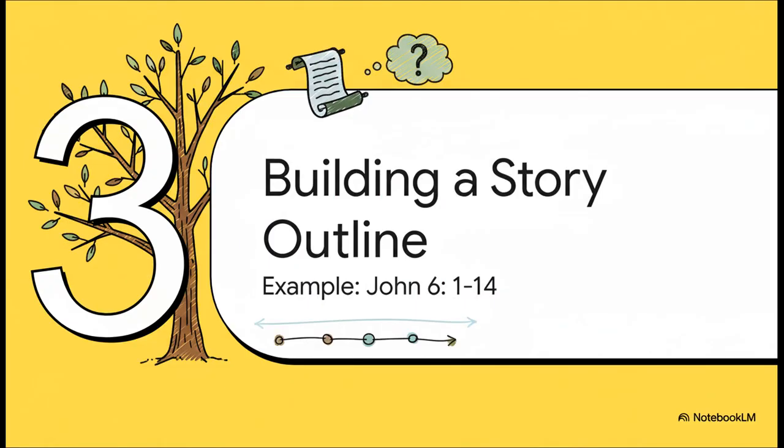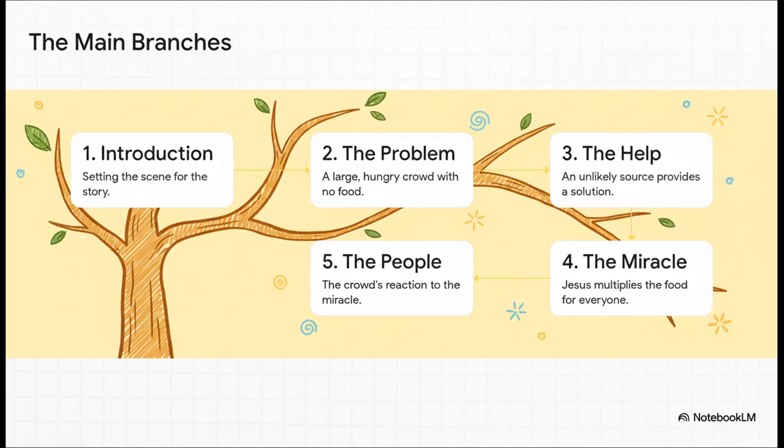All right, let's get our hands dirty and start with a story outline. We're going to build one right now, using a famous story, the feeding of the 5,000 from the Gospel of John. The very first step is to just read through it and pull out the main events, the big branches of our story tree. So after a quick read, you can pretty clearly see 5 big chunks to the plot.